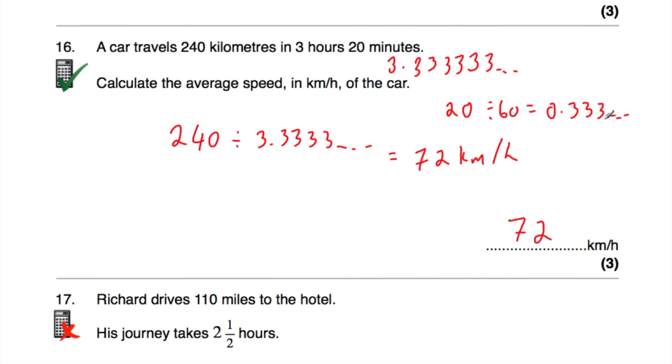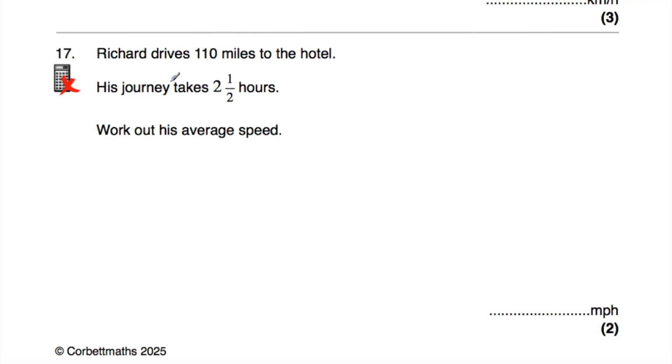Okay, let's have a look at the next question, question number 17. So question number 17 says, Richard drives 110 miles to the hotel, and his journey takes 2.5 hours, and we've been asked to work out his average speed. So we want to find his speed. So the speed is equal to the distance divided by the time. If we divide the total distance by how long it takes, it'll tell us the speed. In this case, how many miles per hour.